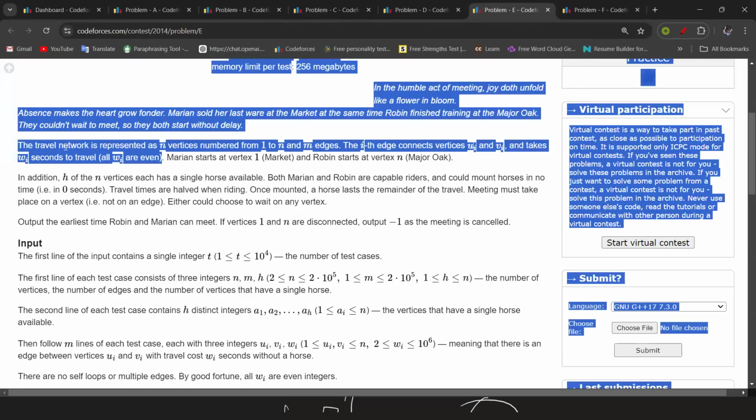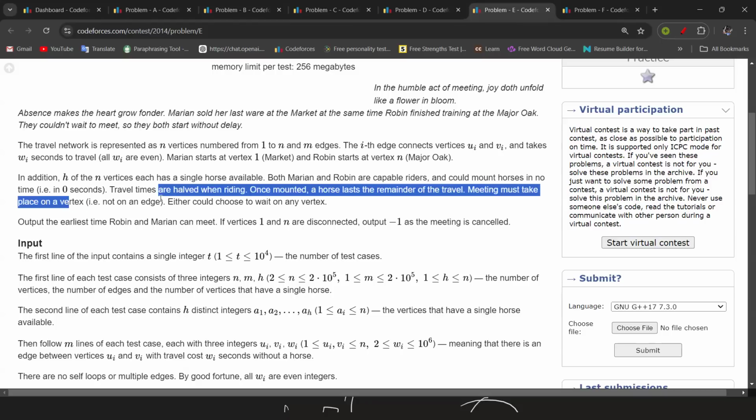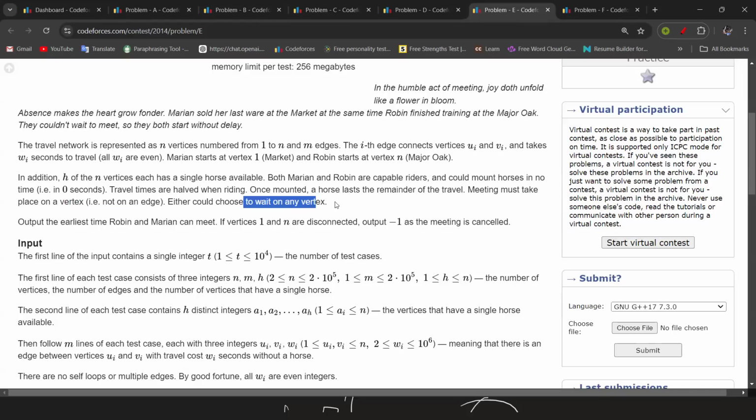Marian starts at vertex 1 and Robin starts at vertex n. In addition, each of the n vertices has a single horse available. Both Marian and Robin are capable riders and could mount horses in no time, that is 0 seconds. Travel times are halved when riding. Once mounted, a horse lasts the remainder of the travel. Meeting must take place on a vertex, not an edge. Either could choose to wait on any vertex.